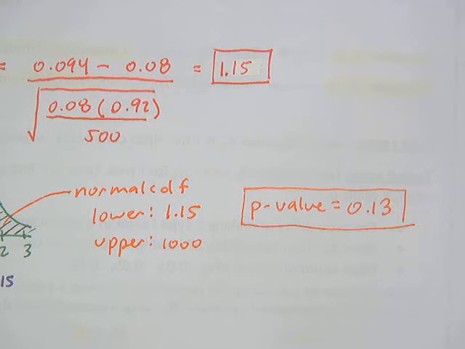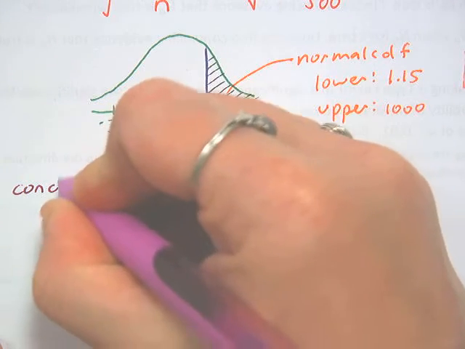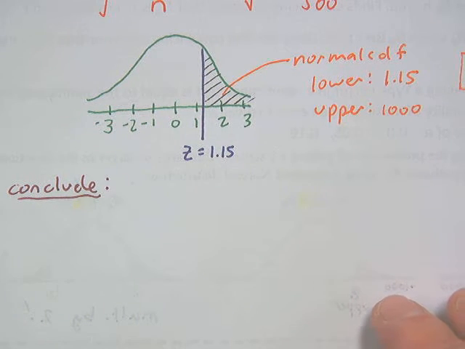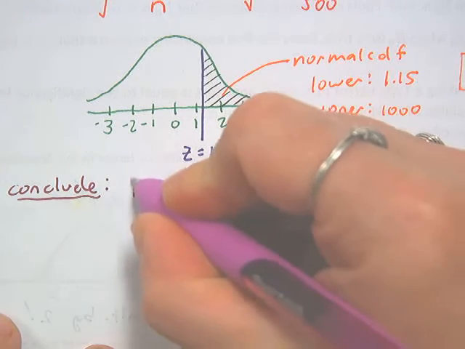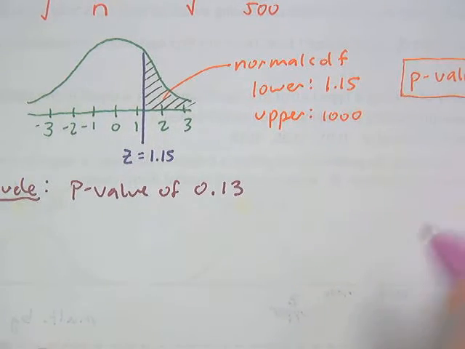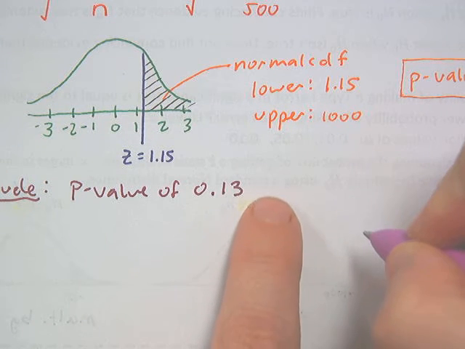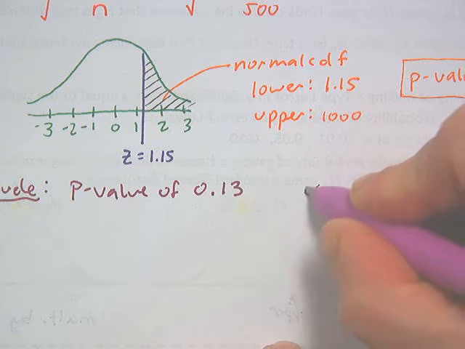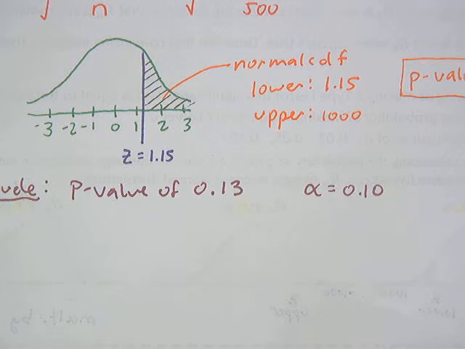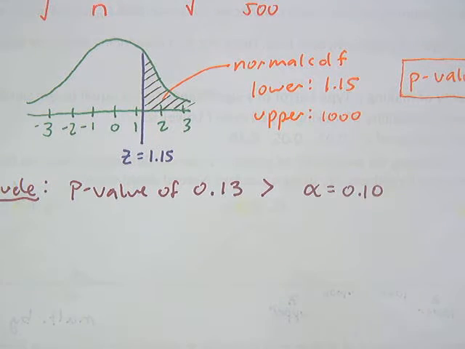Okay, we're already to the conclude part. So here's what you're going to do. You're going to tell me what we just found, the p-value of 0.13. What we're doing is we are comparing it to alpha. So I'm going to leave a little blank space because I don't know where my alligator mouth is going to face. But the alpha that was stated way up there in the paragraph is 0.10. When I say compare, I mean, well, which one is bigger? P-value is bigger. Alligator eats the bigger one, right? So the p-value is greater than alpha.